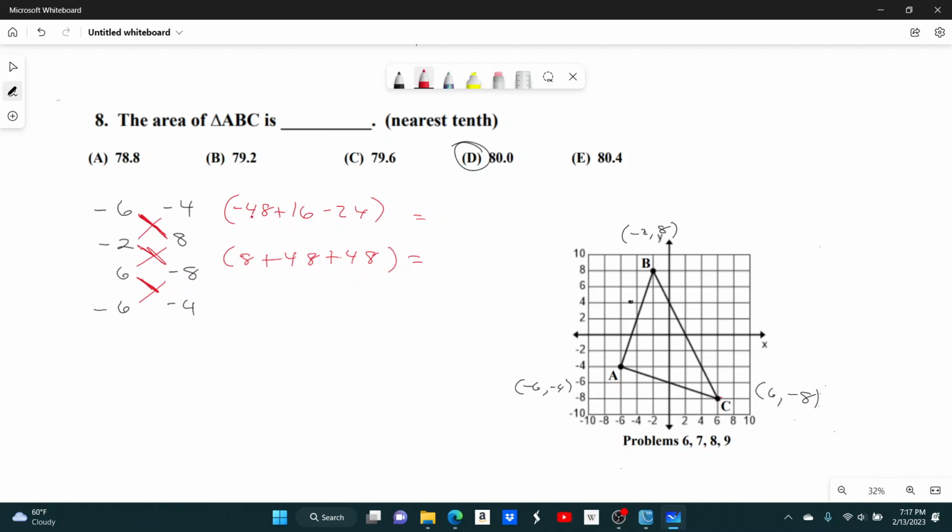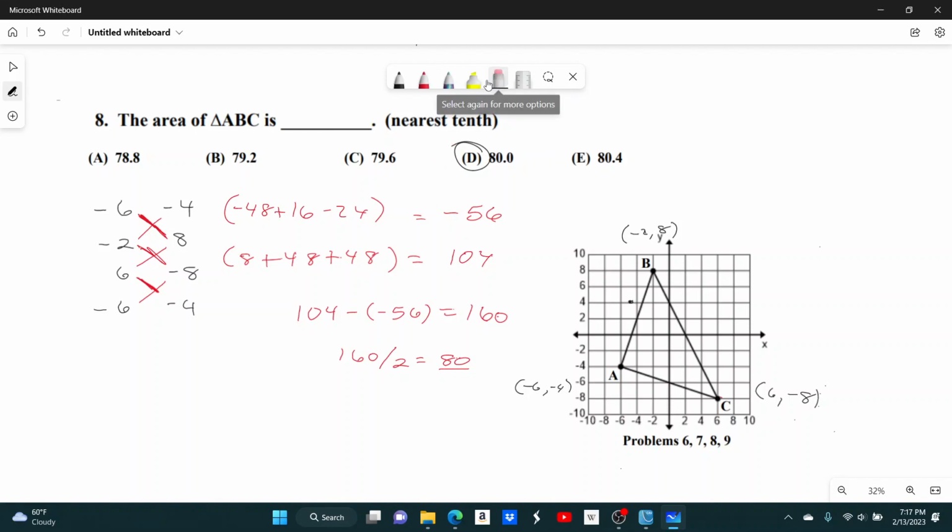So whenever we add these together, -48 plus 16 is -32. And then minus 24, that's -56. And then 8 plus 48 plus 48 is going to be 104. So what you do next is you take these two numbers and you subtract. Doesn't matter what order, because we're going to take the absolute value in the end anyway. So if I do 104 minus a -56, that's the same thing as 104 plus 56, so that's 160. And then divide that by 2. You're always going to divide that by 2. So you get a final answer of 80, which is the same thing we got as before.